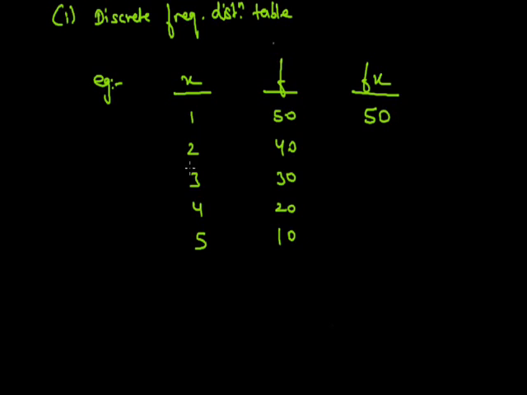In the same way, 2 is repeated 40 times, so we need to add 2 forty times. We do 2 into 40, that is 80. Accordingly, 3 into 30 is 90, 4 into 20 is 80, and 5 into 10 is 50. If we add all this, that is, the sum of f into x, it will give us the sum of all observations.